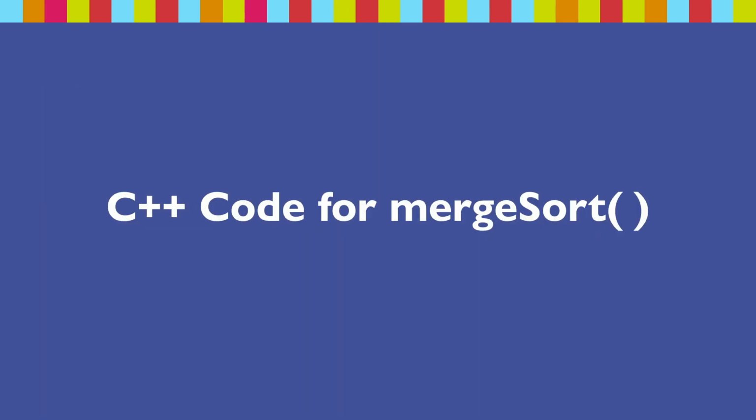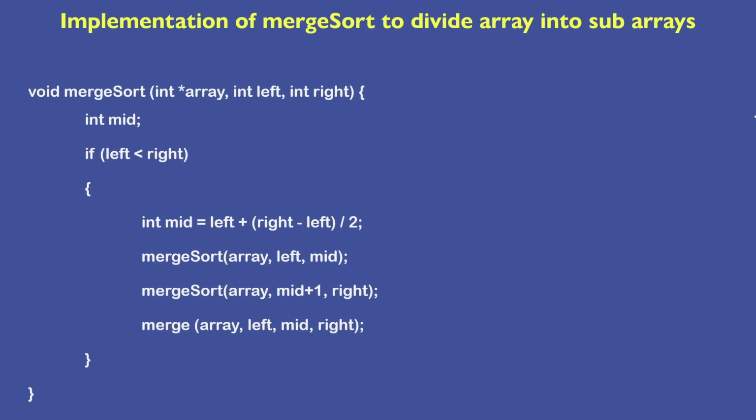So here is the C++ code for merge sort function first. So first we are going to implement the divide component. So for this we create a merge sort function that accepts three arguments. The first one is an array accepted as a pointer. Then the left and the right indices from where we will be performing the division task.